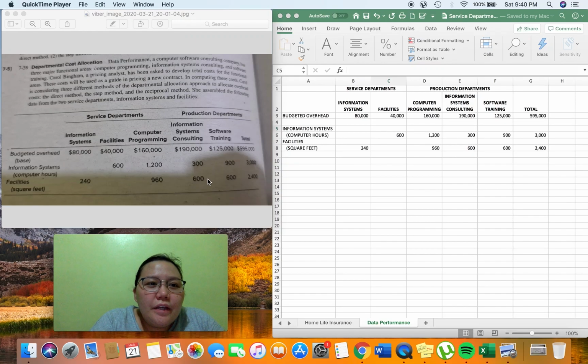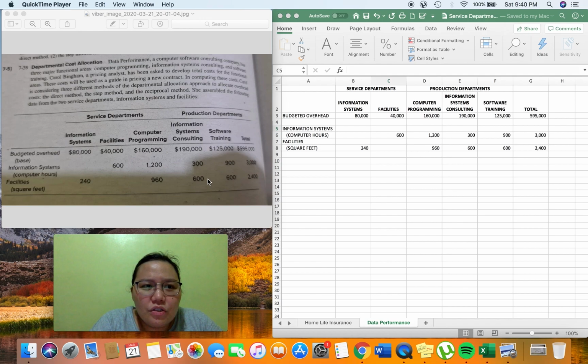Okay, so for our second problem, we are going to answer problem 7-39 of your book. Data Performance, a computer software consulting company, has three functional areas: computer programming, information systems consulting, and software training. Carol Bingham, a pricing analyst, has been asked to develop total cost for the functional areas. This cost will be used as a guide in pricing a new contract.